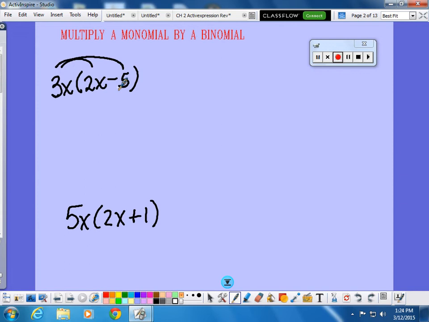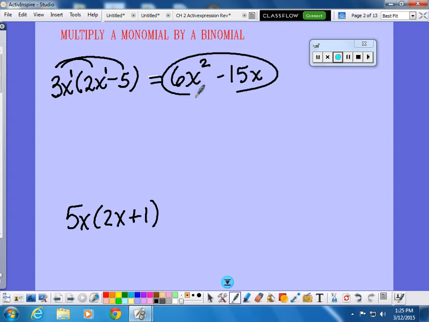So if I have 3x times 2x, do you know what I get? 6x what? 6x squared, because x to the first times x to the first is x squared. You can only add and subtract like terms, but you can multiply anything. So 3x and 5 are not like terms, but I can multiply them. 3x times negative 5 is negative 15x.